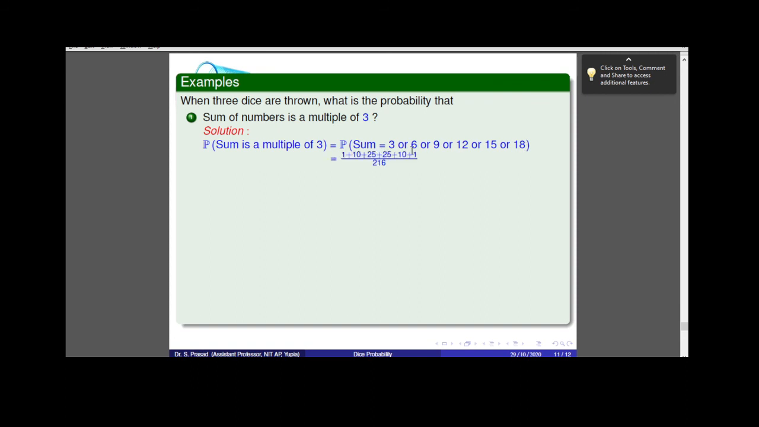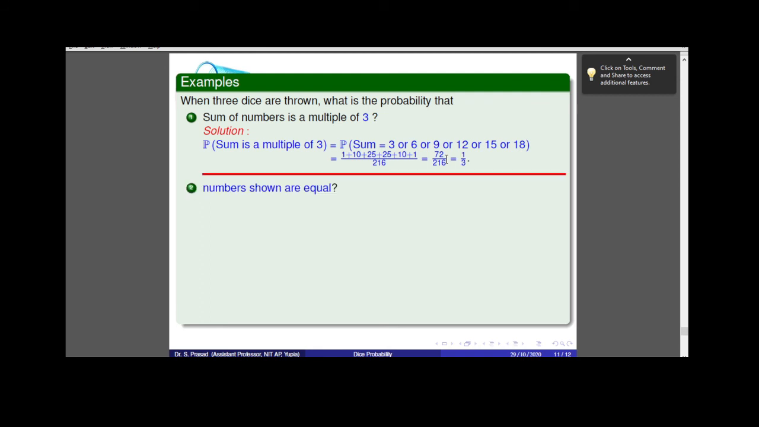And now we write the probabilities: 3 occurs 1 time, plus 6 occurs 10 times, and 9 occurs 25 times, 12 occurs 25 times, 15 occurs 10 times, and 18 occurs 1 time, and after adding we get the result 1 by 3.